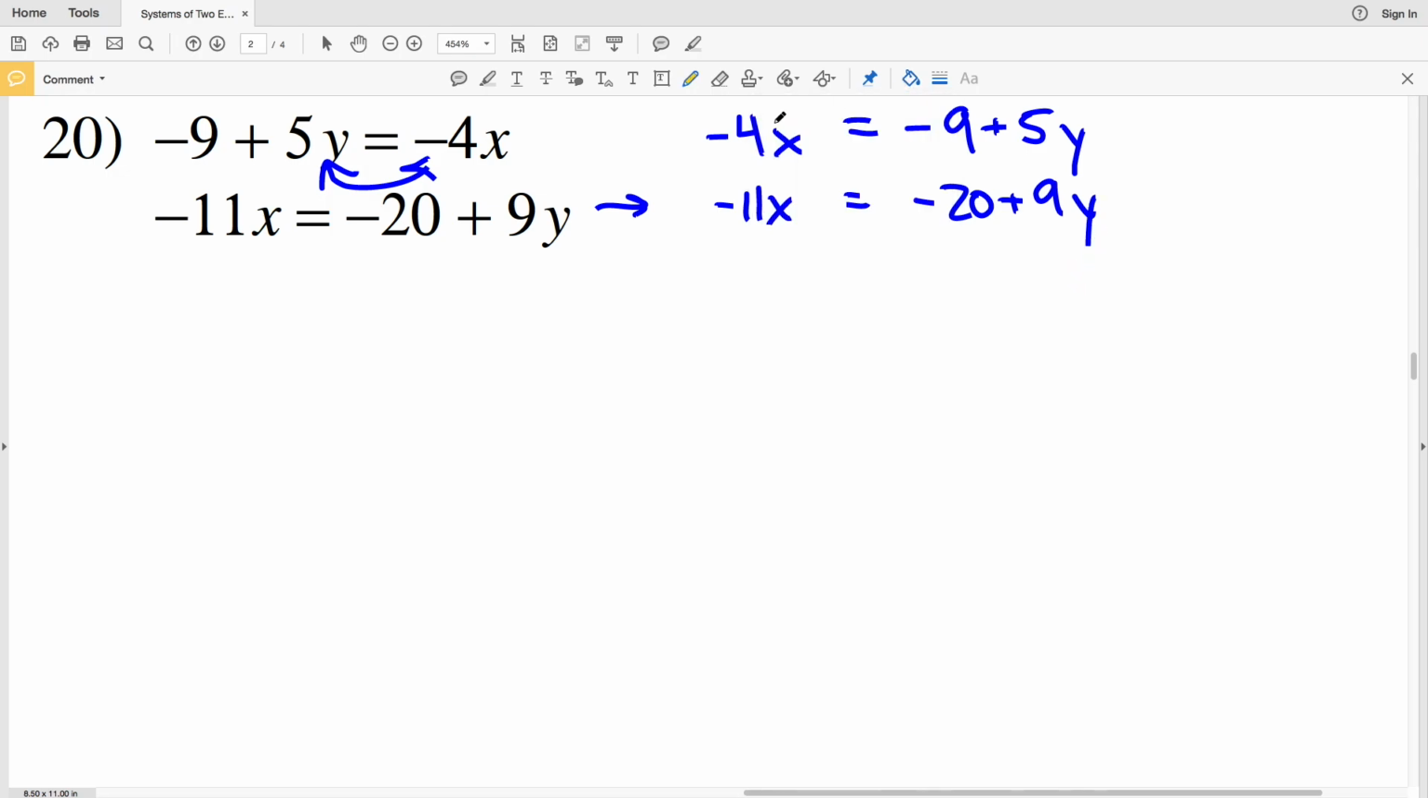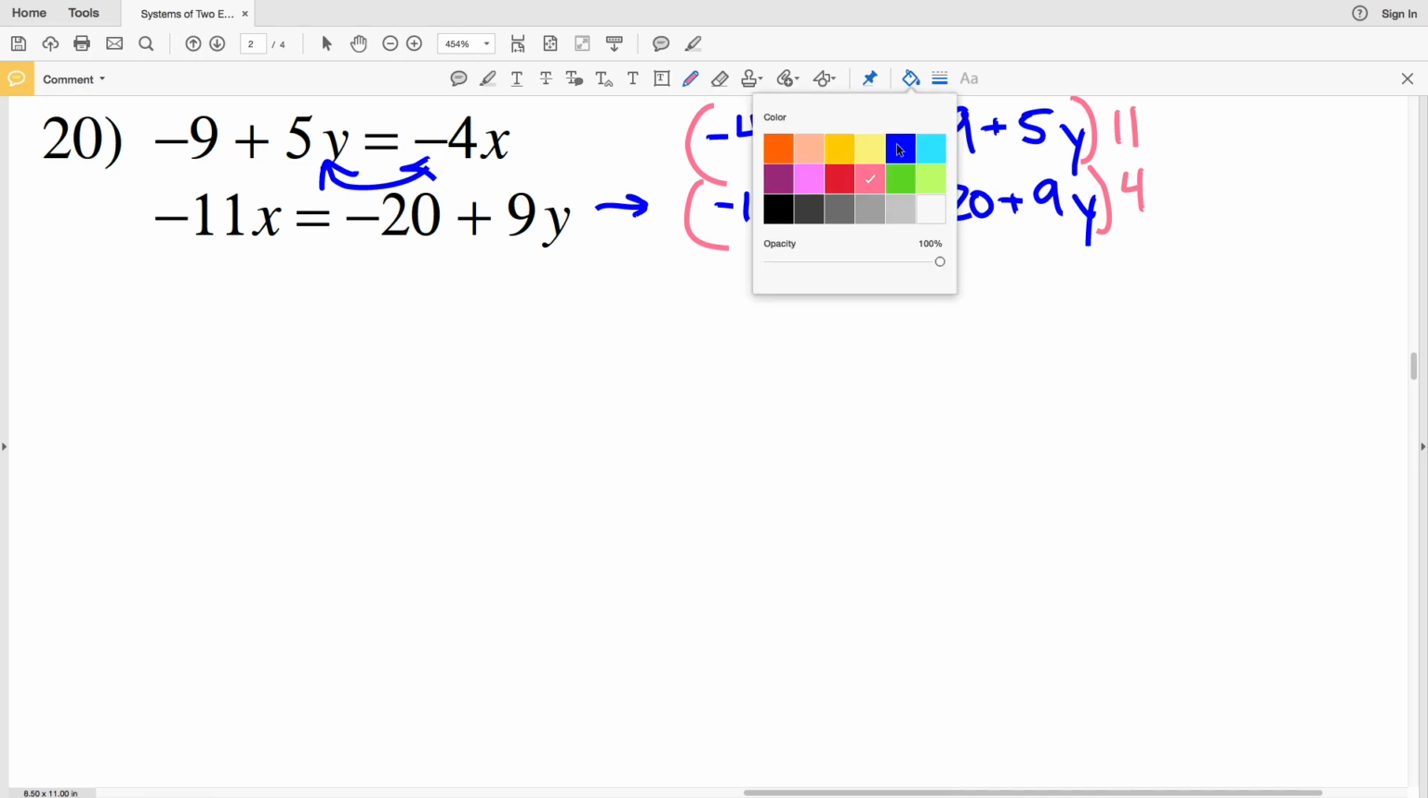Now I can either cancel out my x's by multiplying the top by 11 and the bottom by 4, or I can cancel out my y's by multiplying the top by 9 and the bottom by 5. Let's cancel out those x's. So I'm going to multiply this entire top equation by 11, and I'm going to multiply the entire bottom equation by 4, because 11 times 4 is 44, and 4 times 11 is 44.